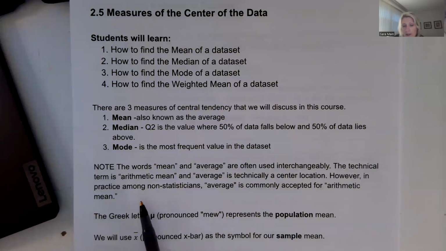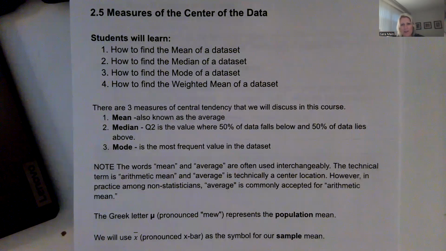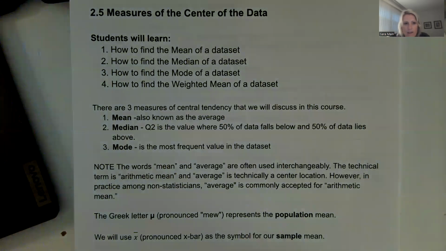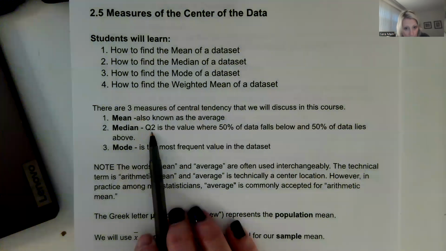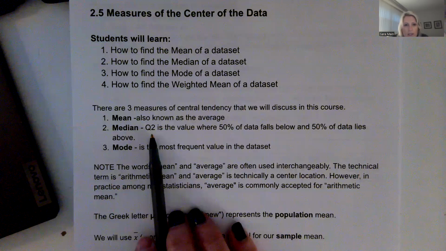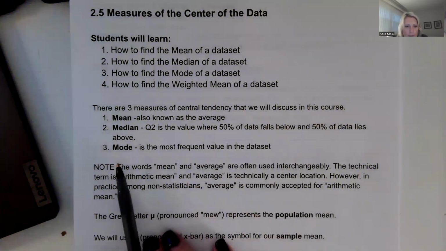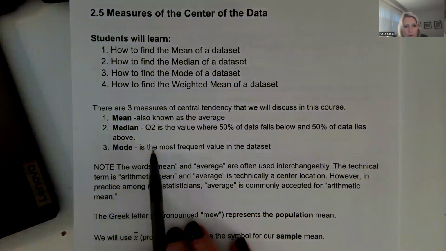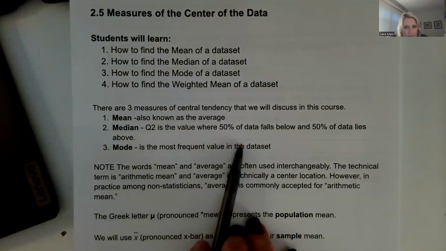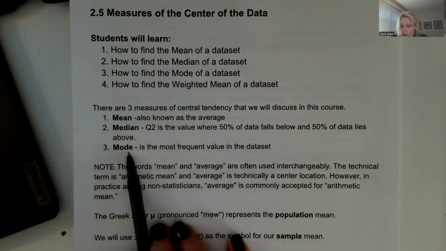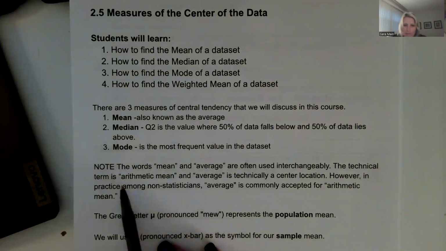It sometimes can be, but it's kind of like if you were to take all of your data and smooth it out, like if you were sharing something with all your friends, you'd make sure that everybody got the same. That's how we think of the mean. The median, also known as our Q2, which you learned about in lesson 2.3, is the value where 50% of the data falls below and 50% of the data lies above. The mode is the most frequent value in the data set. So it's the one that we're going to use the least.